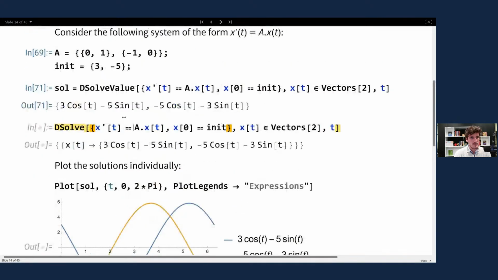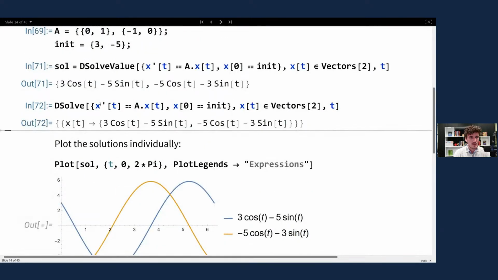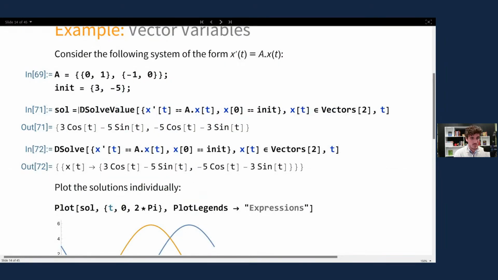Okay, so here, I just put this line of code in to demonstrate that DSolveValue just gives you the value of the solution, whereas DSolve gives you a kind of rule that x of t goes to 3 cos of t minus 5 sine of t. So DSolveValue is perhaps more useful if you just want to get to the expression. These functions also exist with an N in front of both of them. That just means you're doing it numerically.